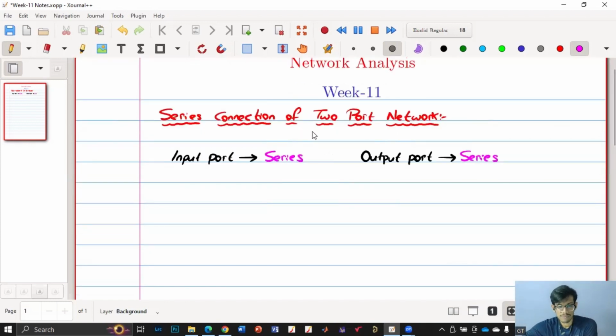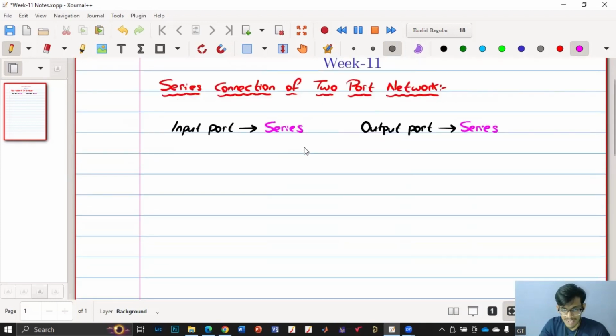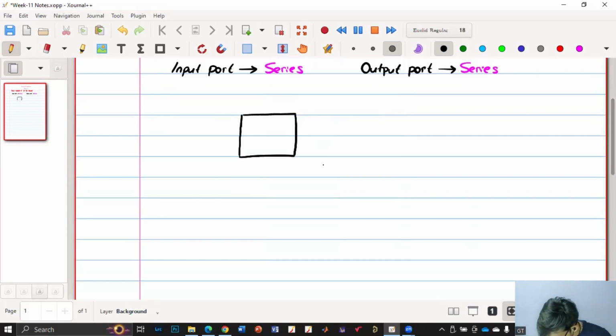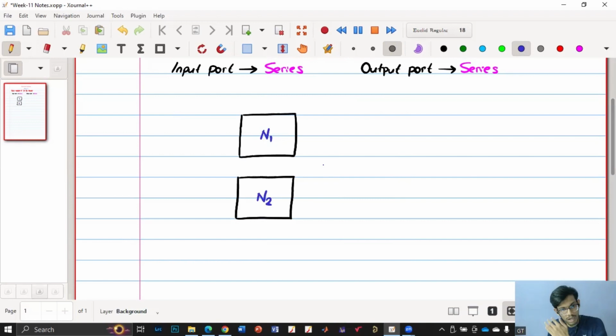Okay. Now let us quickly draw the diagram and we'll see. So this is our network one, and similarly we'll consider network two. So I'm calling this network one N1 and this is network two N2. And each of them is a two-port network. So here we have one two-port network for the network N1. Similarly, for N2 we have another two-port network.